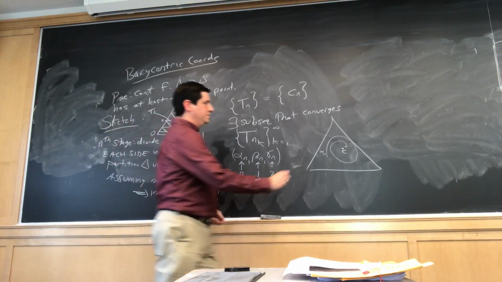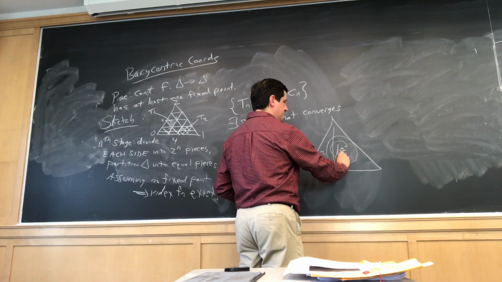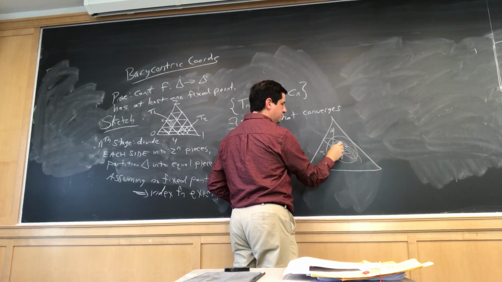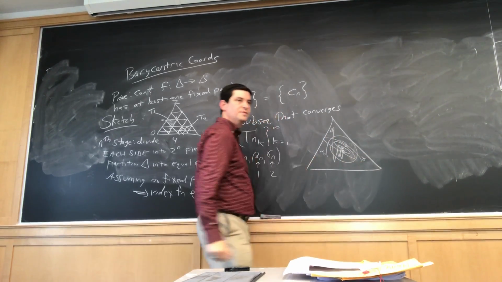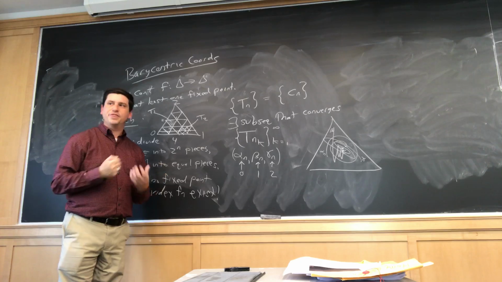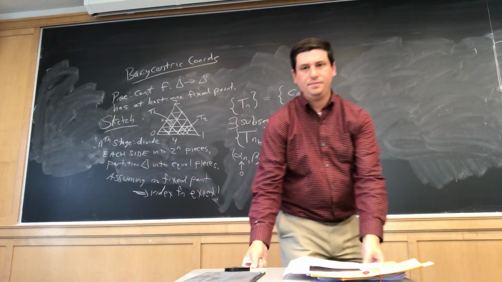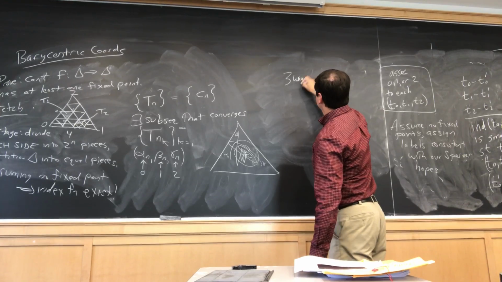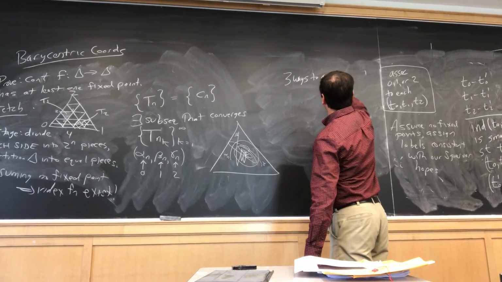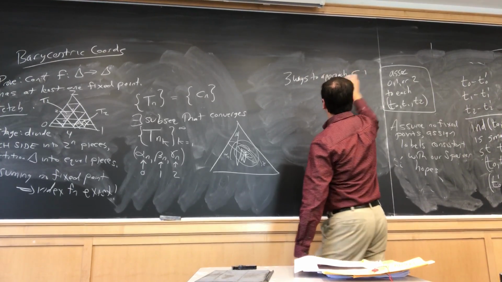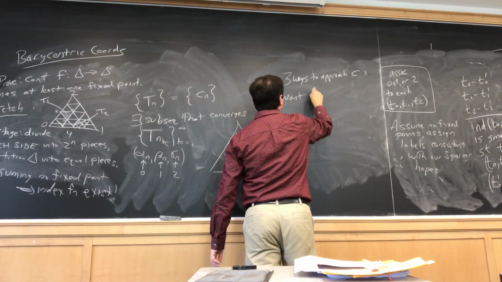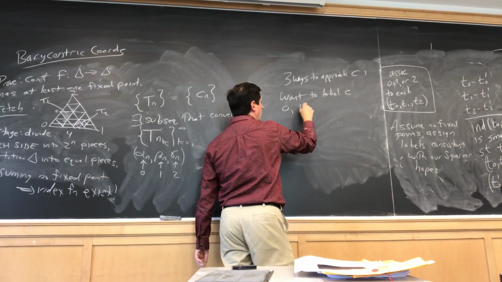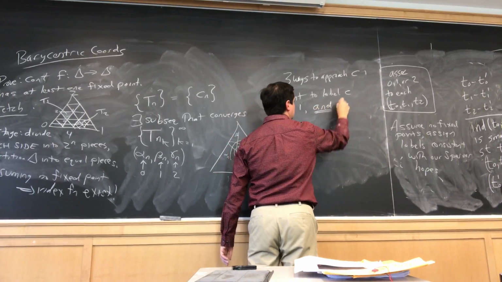If we look at the betas, maybe the betas are going like this. And maybe the gammas are going like this. You're getting into this wonderful mess now. But as you approach C, you have 3 ways to approach C. And we want to label C 0, 1, and 2.